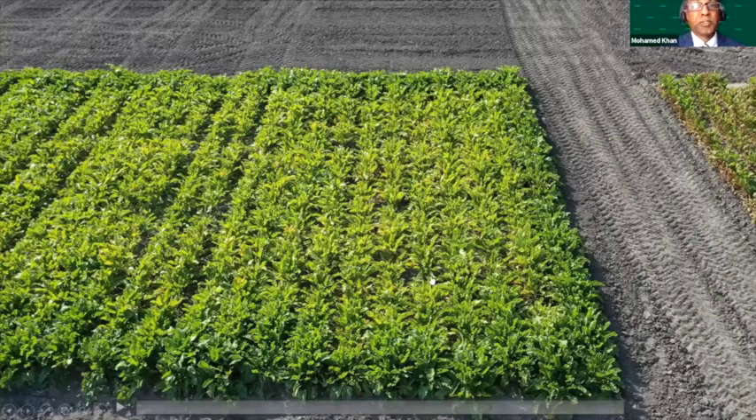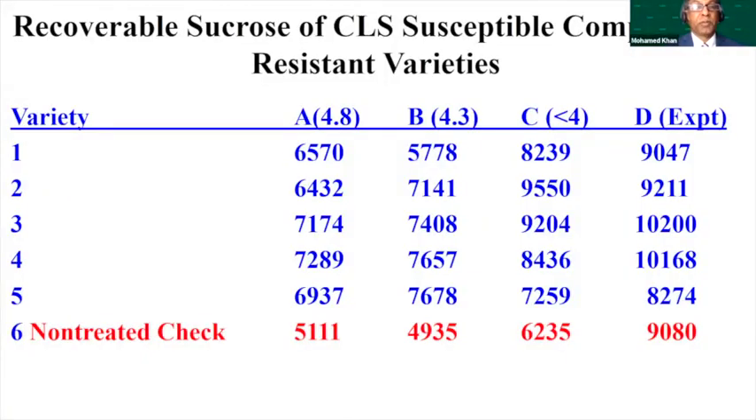And this was our data. So as I told you, this was an untreated check for variety A. No treatment was 5,000 pounds. Variety B, which was a little bit more tolerant, just under 5,000 pounds. Variety C, under CLS rating of 4,000-6,000 pounds. And variety D, with no fungicides, 9,000 pounds.